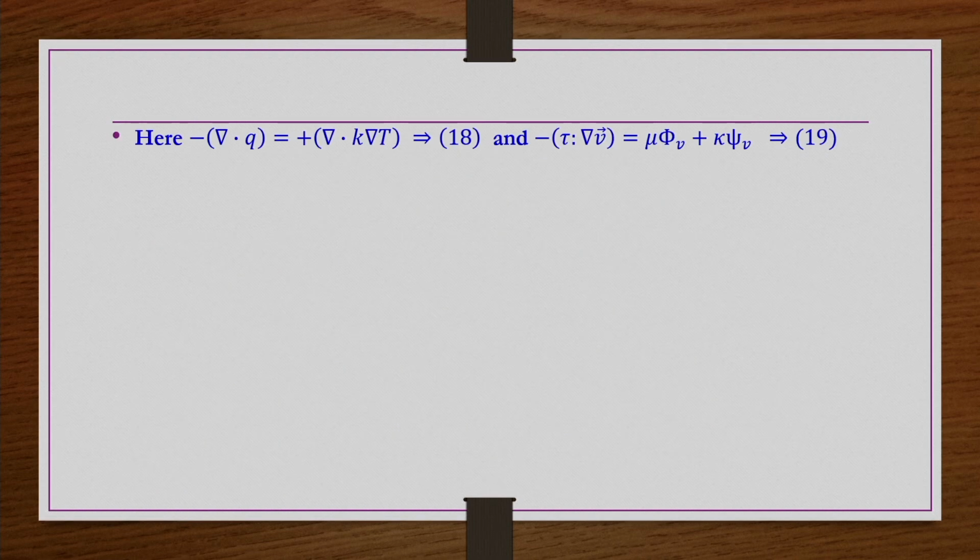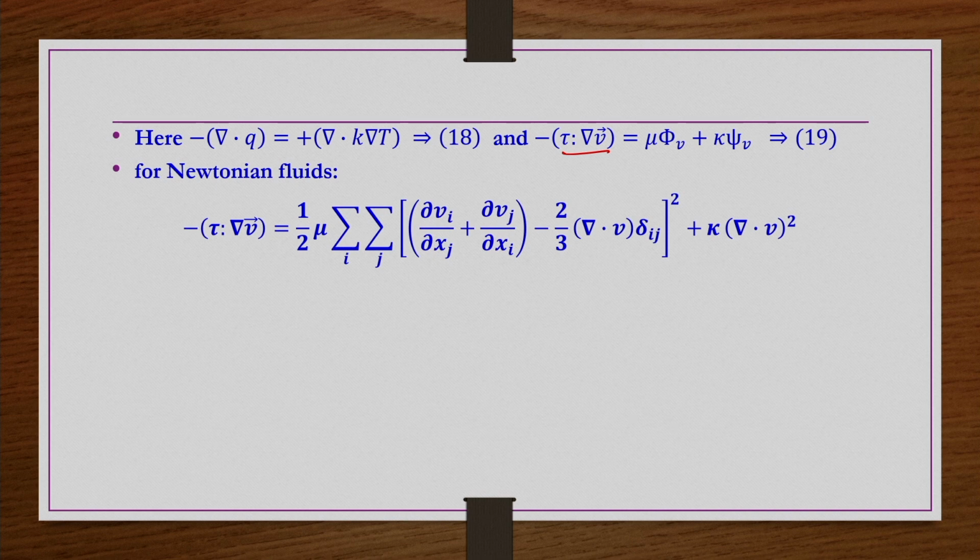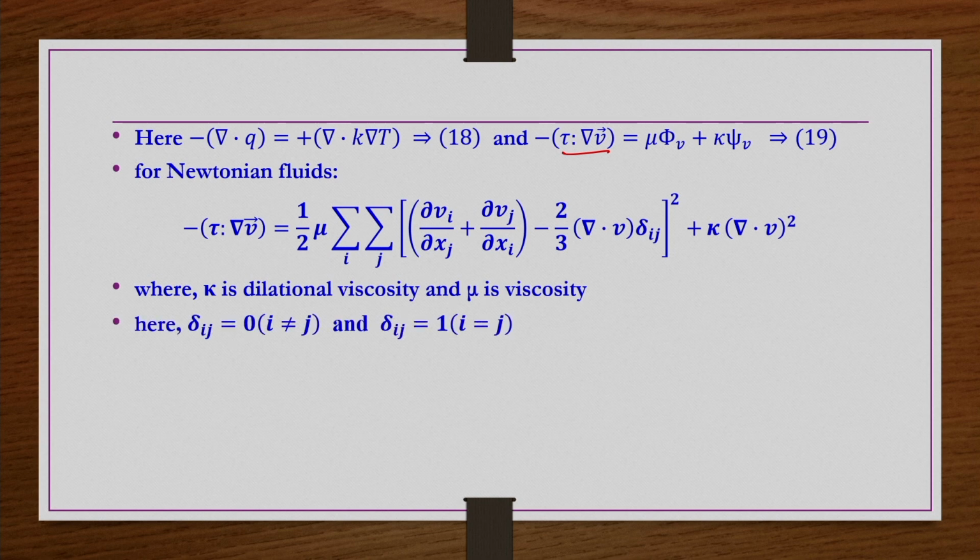So, now here minus del dot q is nothing but del dot k del T, and then minus tau double dot del v is nothing but mu phi v plus kappa psi v. Here for Newtonian fluids, this part can be written as this equation. Here kappa is the dilational viscosity and mu is the viscosity. If i equals j, then the Kronecker delta ij is equal to 1. If i is not equal to j, then the Kronecker delta ij is equal to 0 in this equation.